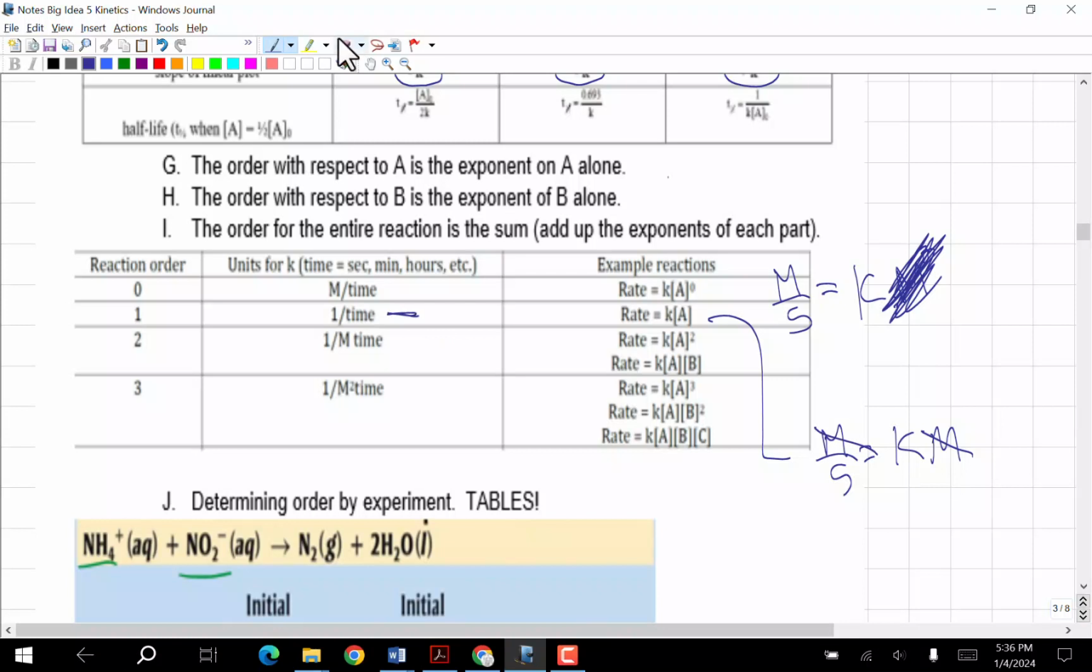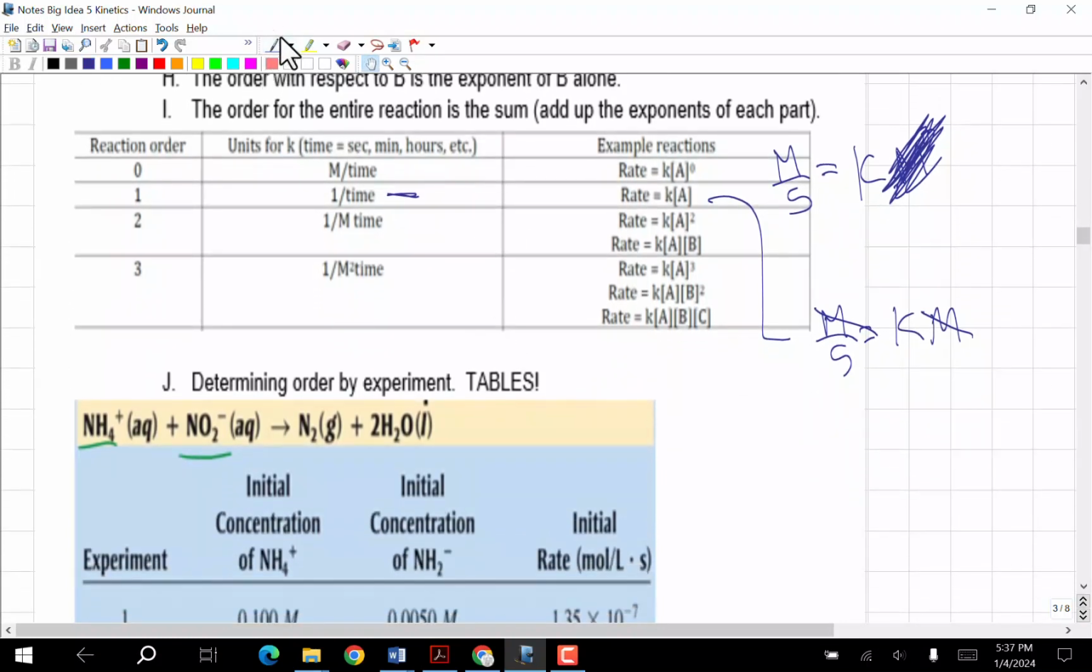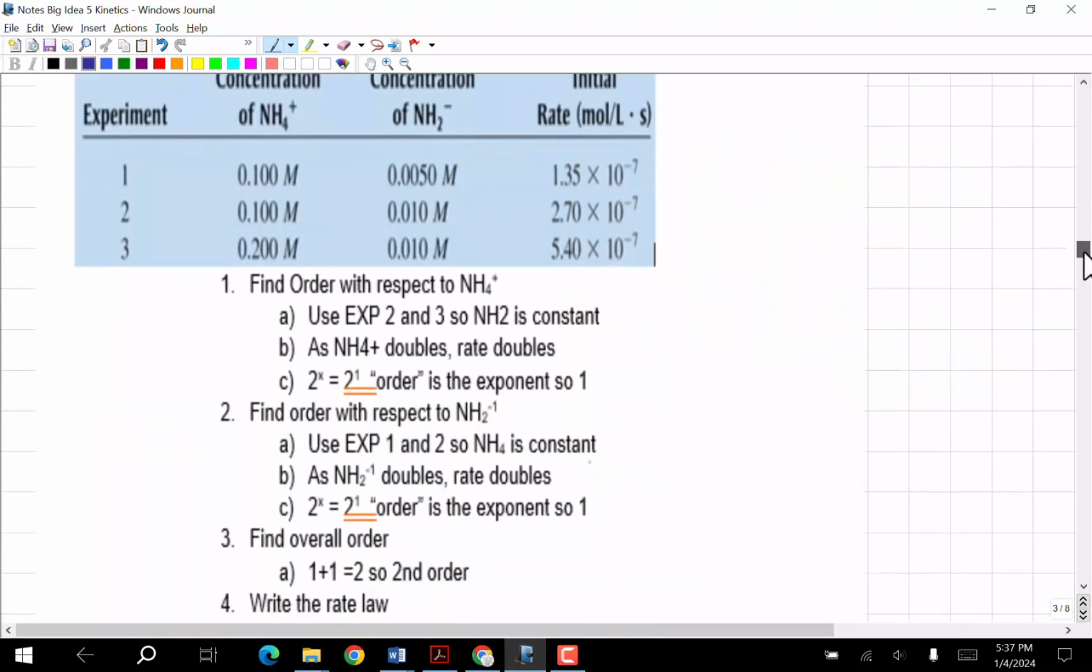I do know there's a handful of people that do like to memorize things instead of math them out, which is just fine and dandy. Also be aware that sometimes the units for K could be molarity to the -1, seconds to the -1. Remember how if it's on the denominator, that's shown that way quite a bit. All right, let's keep going.